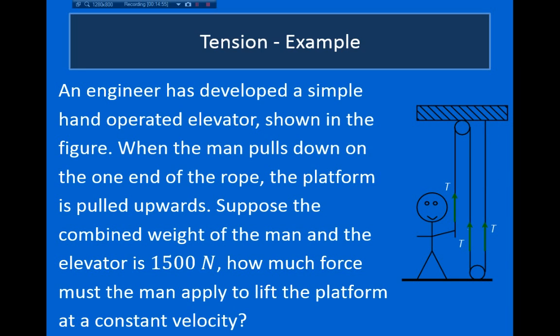And the question is, if the person plus the elevator, so this whole thing here, weighs 1,500 newtons, how much tension does he have to apply here to this rope? How much force does he have to pull down on the rope to lift this whole thing up at a constant velocity? Or in other words, how much force does he have to apply just to hold himself there?